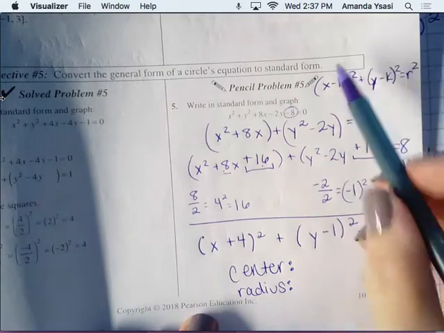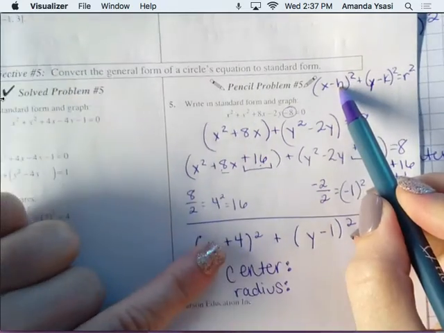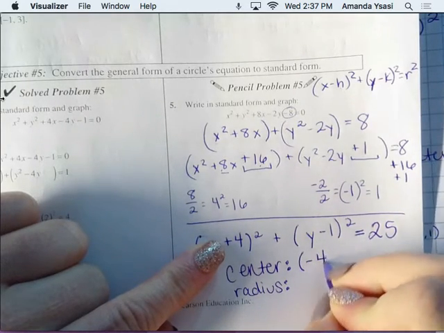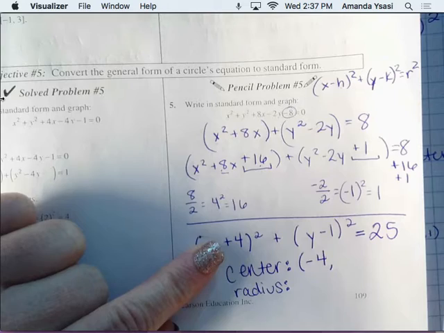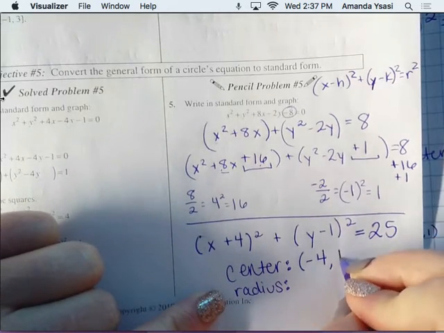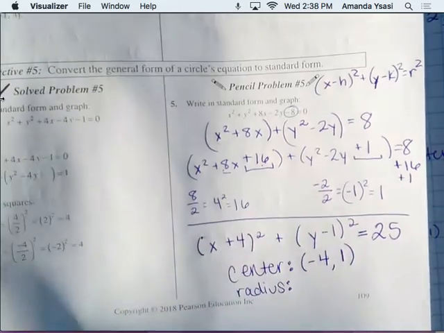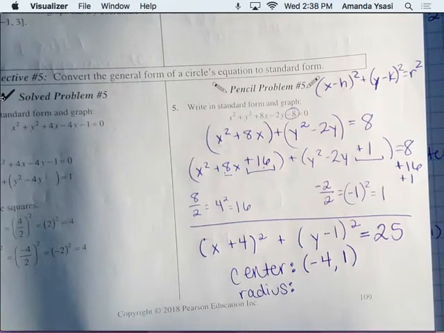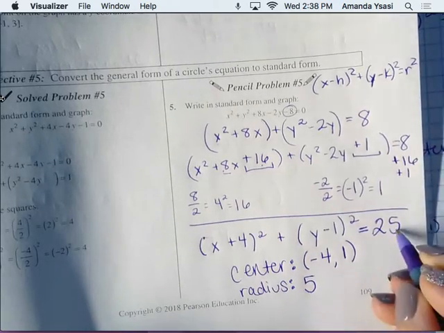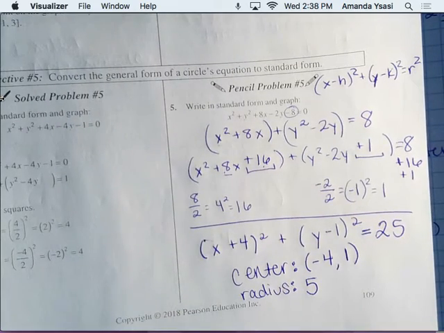So the center is h, k. Well, this is a positive, so that means that our h is a negative. And then y minus 1, so that means positive. And then our radius would be 5, since 5 squared equals 25. We're not going to worry about graphing that. We've already graphed one, so you know how to do that.